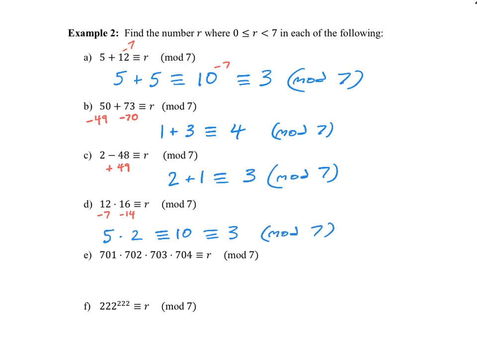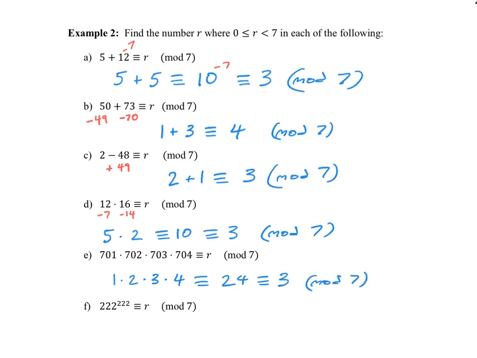Okay, in the next example, we could subtract 700 from each one of those numbers instead of multiplying. So you would get 1 times 2 times 3 times 4, or 24, which in mod 7, if we subtract 21, would reduce to 3.